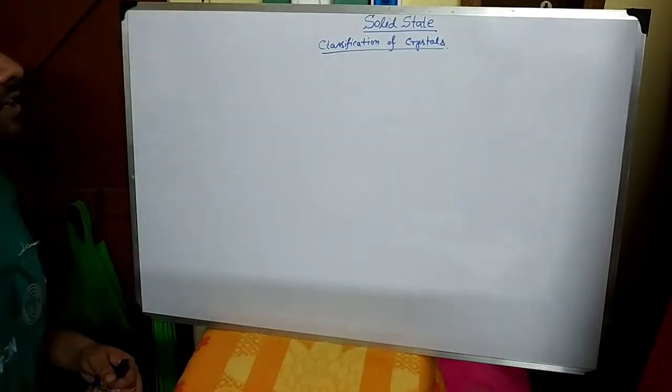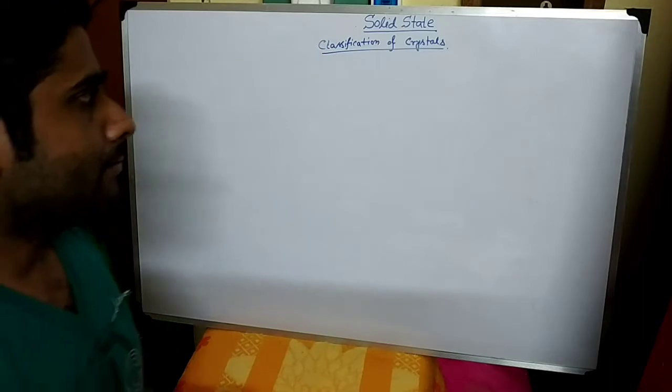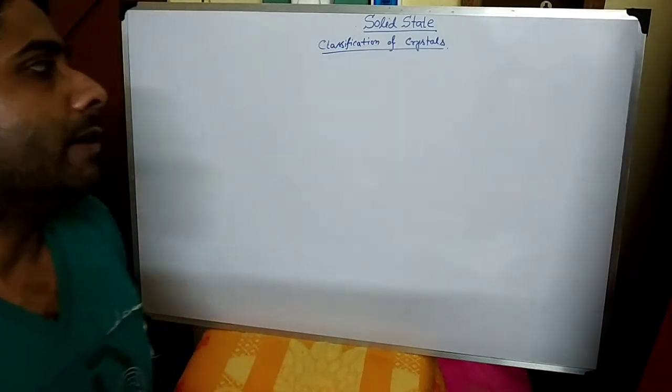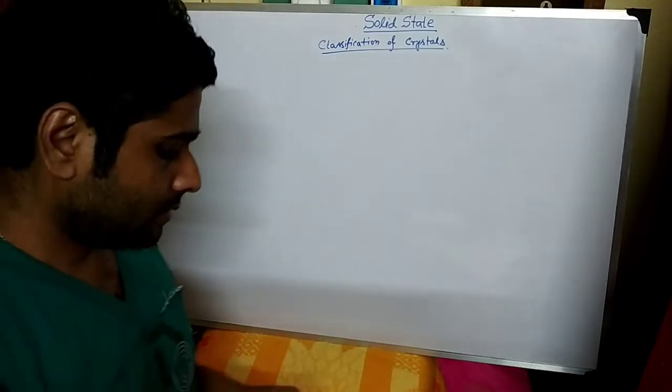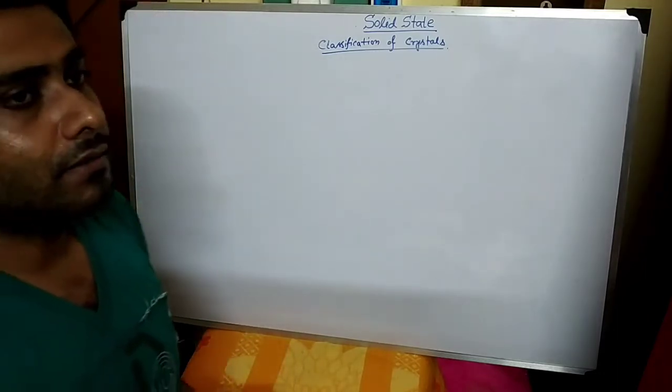So, what is the basic unit of crystals? The basic unit of crystals are unit cells. And what are the parameters? What are the dependent variables for the unit cell? These are three angles and three edges.